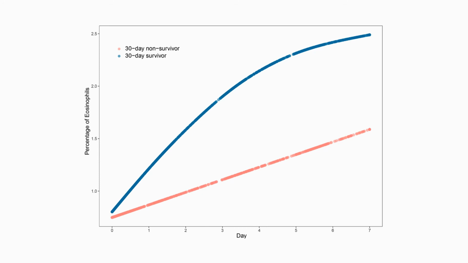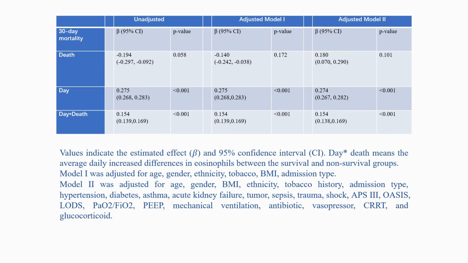The results of the generalized additive mixed model showed that the levels of eosinophils were increased in both survival and non-survival groups, and the between-group differences increased over time, with an average of 0.154 daily after adjusting for confounders.